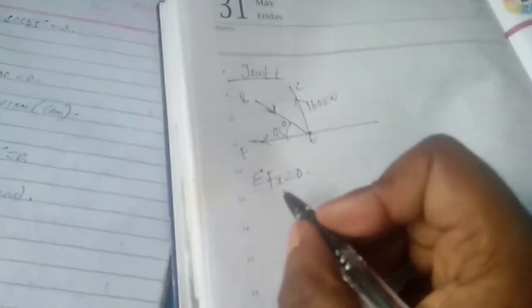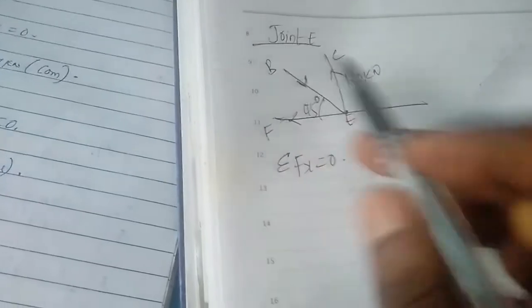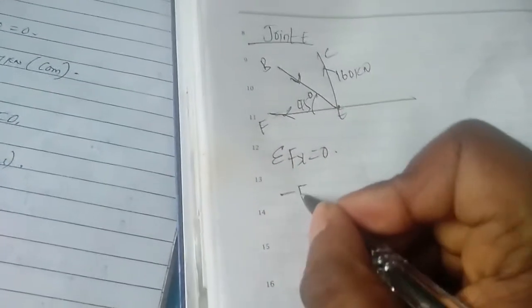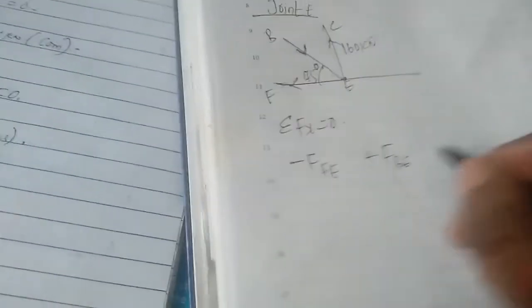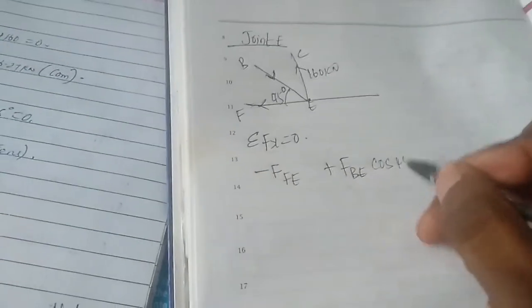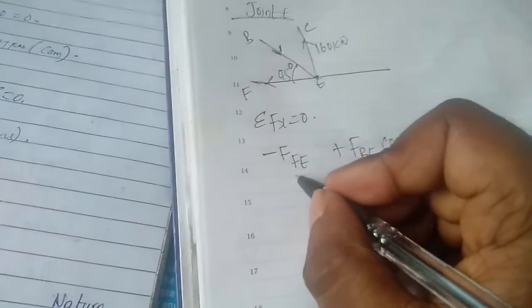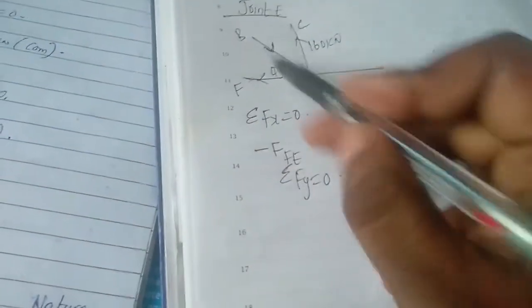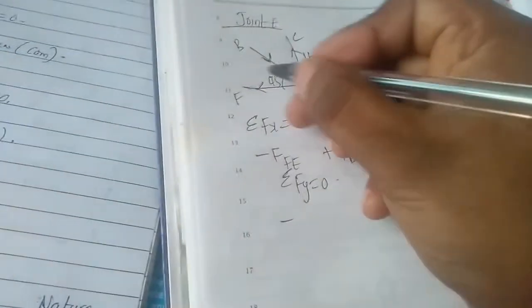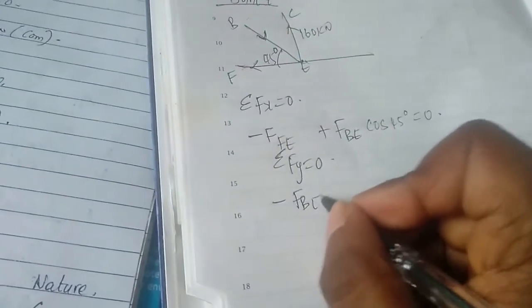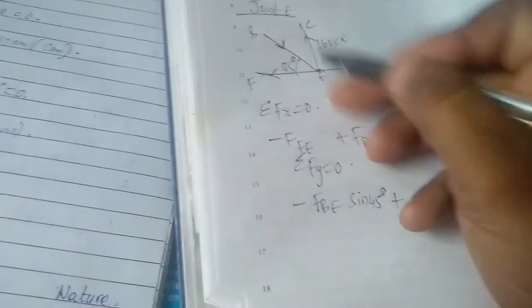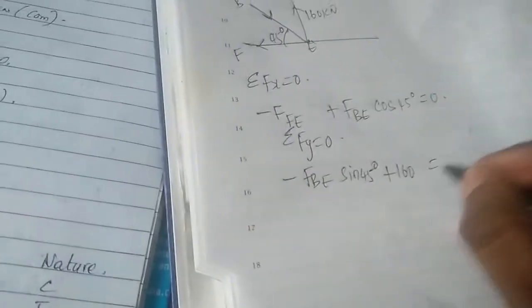So summation of force at X is equal to 0. So what will come? What are the forces? That is minus FFE plus FBE cos 45 degree is equal to 0. So next one, summation of force at Y is equal to 0. What are the forces? So this inclined force will come towards that side. So minus this, since it is downward direction, that is minus FBE sine 45 degree plus this force you already know, 160 you have calculated. So EC is equal to 160 kilonewton is equal to 0.